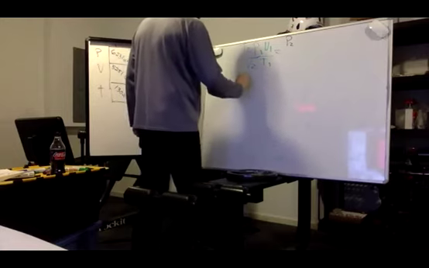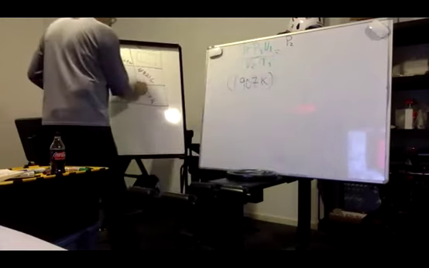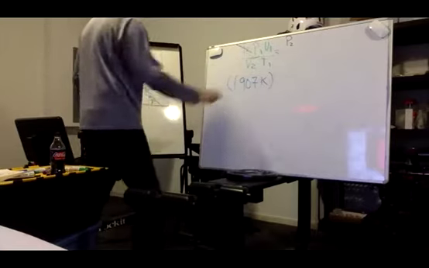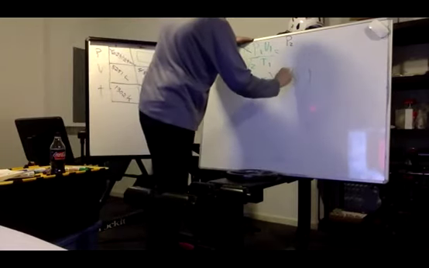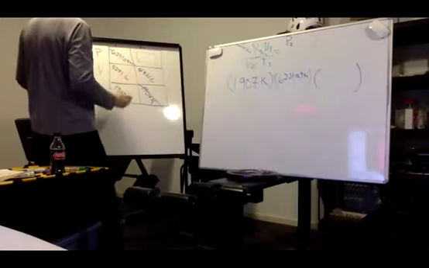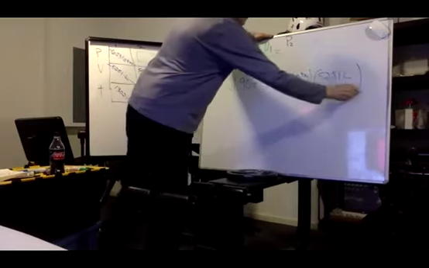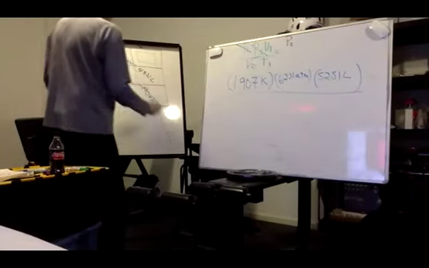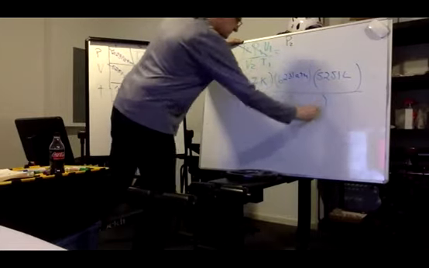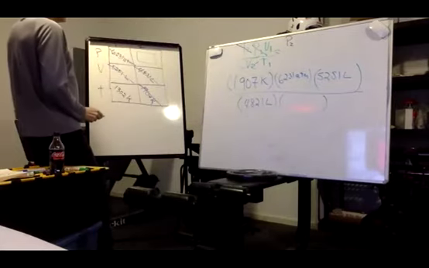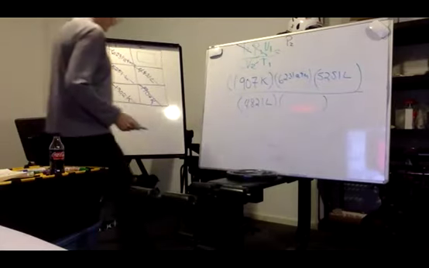So let's start with T2, 1907K. P2 comes off the board. Next up, P1, 6231 atmospheres. Next up, V1, 5251 liters. V2, 4821 liters. And let's see, we are left with T1, which is 1302K.